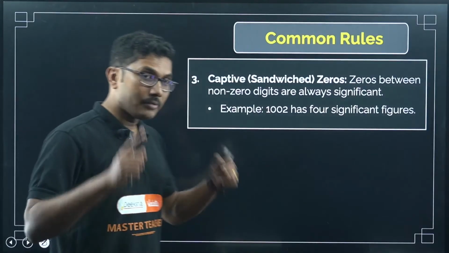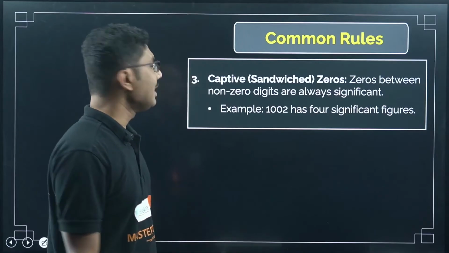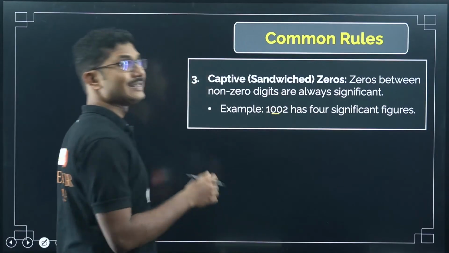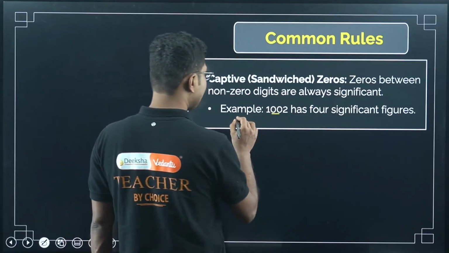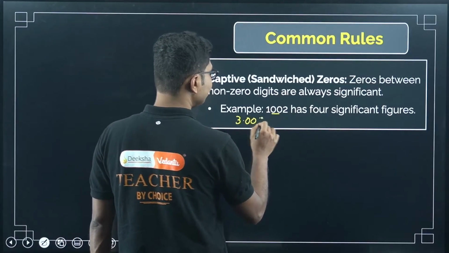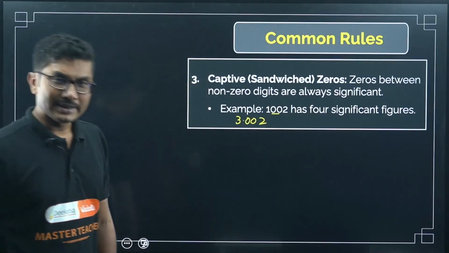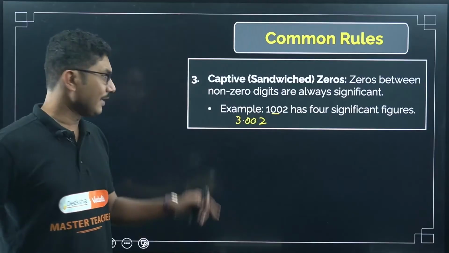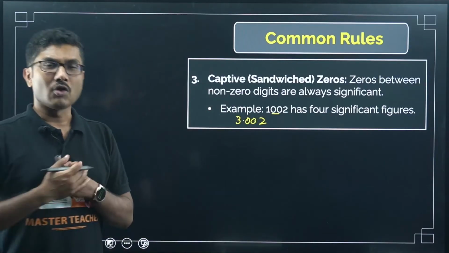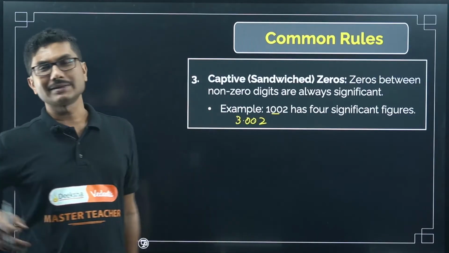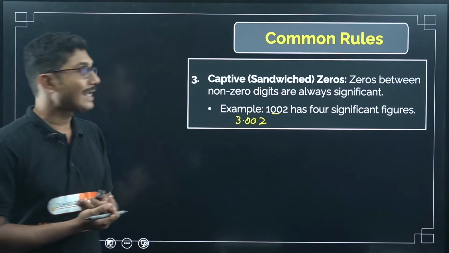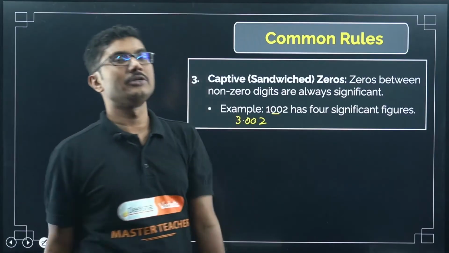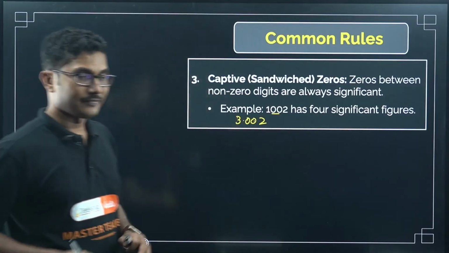Now sandwiched zeros. What will happen if the zeros are sandwiched? In this case, these two zeros are significant. For example, if I say 3.002, how many significant digits are here? 1, 2, 3, 4. So if the first number is not 0, and then there are some zeros in between, in that case those zeros are significant. Zeros between non-zero digits are always significant. Very important.